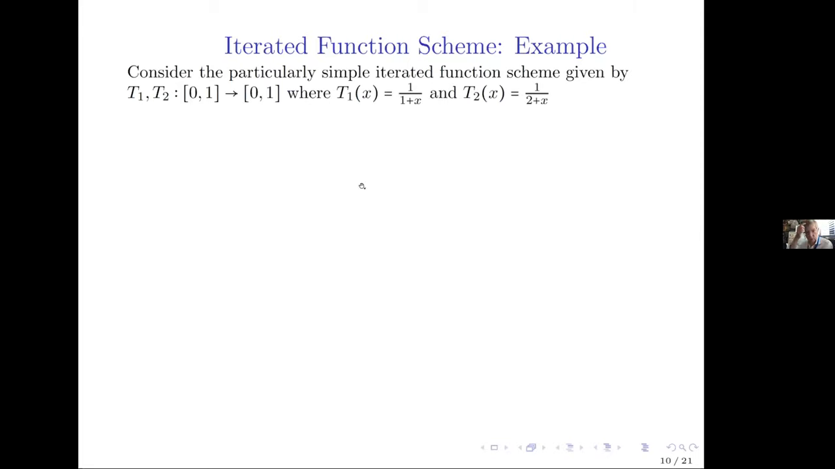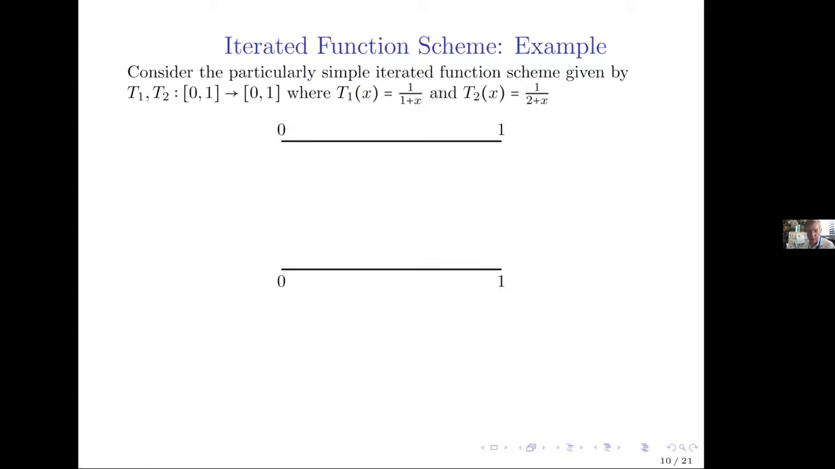So let's talk about a very simple iterated function scheme. I take the unit interval, 0, 1, and I define two maps. They're basically contractions, give or take. And so they're written here as T1 is just x goes to 1 over 1 plus x, and T2 is x goes to 1 over 2 plus x. What could be easier? So it's a very simple transformation.